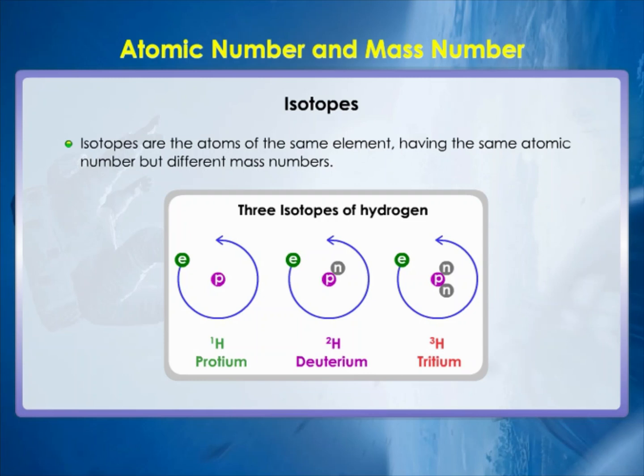Other such examples are: 1. Carbon, 12C with subscript 6 and 14C with subscript 6. 2. Chlorine, 35Cl with subscript 17 and 37Cl with subscript 17, etc. On the basis of these examples, isotopes are defined as the atoms of the same element having the same atomic number but different mass numbers. Therefore, we can say that there are 3 isotopes of the hydrogen atom, namely protium, deuterium, and tritium.